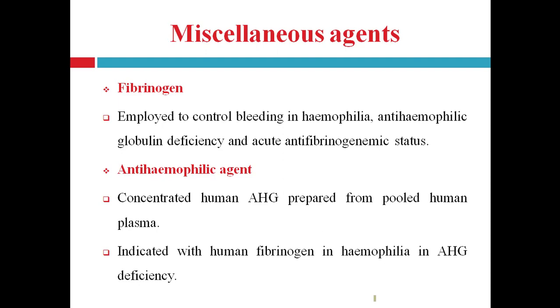Then antihemophilic agent. It is concentrated human antihemophilic globulin, that is AHG, and that is prepared from pooled human plasma. And it is indicated along with human fibrinogen in hemophilia and AHG deficiency.